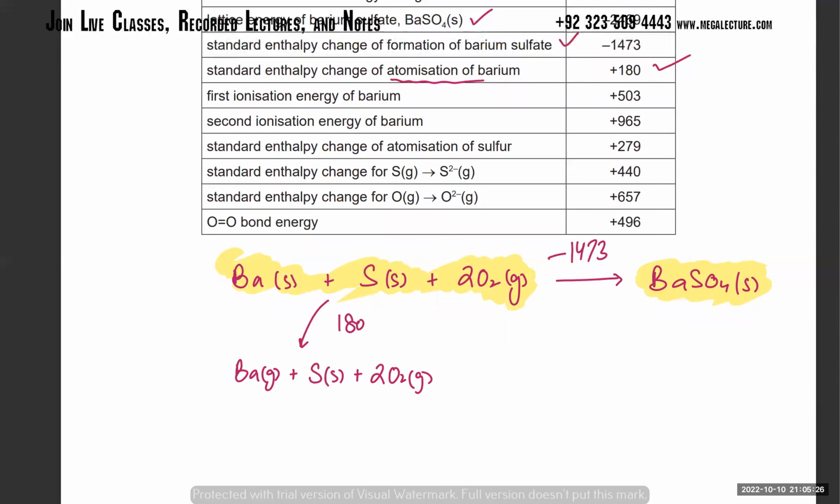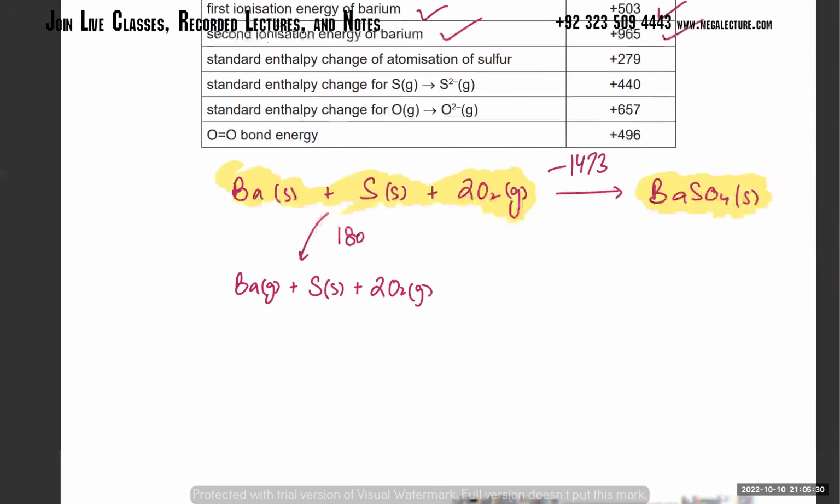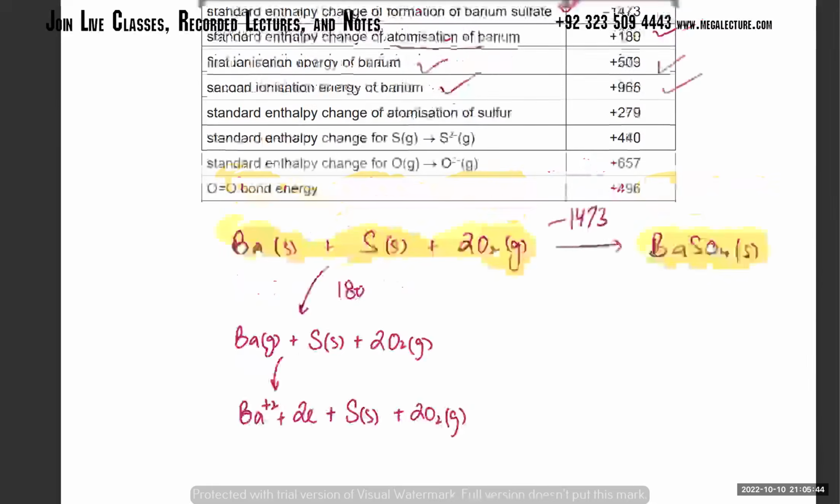What else is given? The first and second ionization energy of barium is also given. So I'm going to ionize barium, turn it into an ion, and it's going to lose 2 electrons. And sulfur is a solid, so I'm not touching it. And the 2 oxygens, which are gases, I'm not touching that.